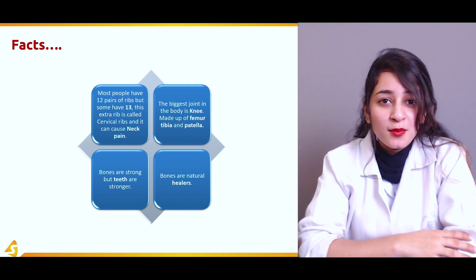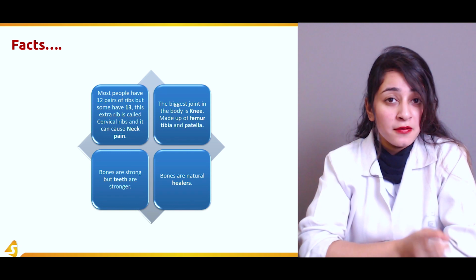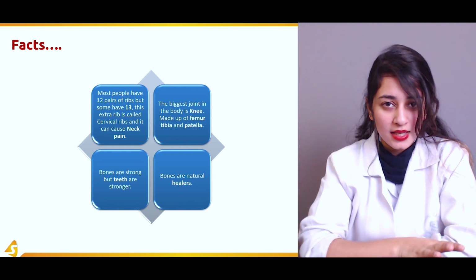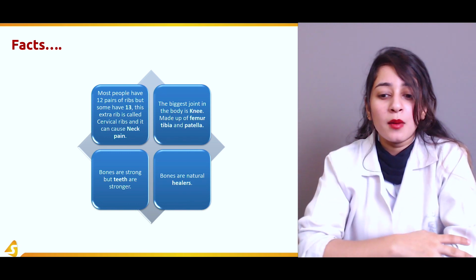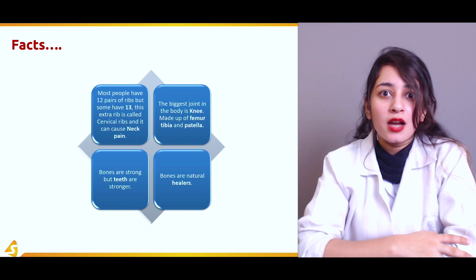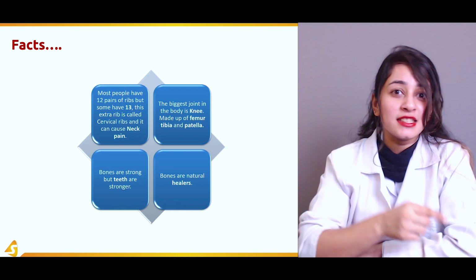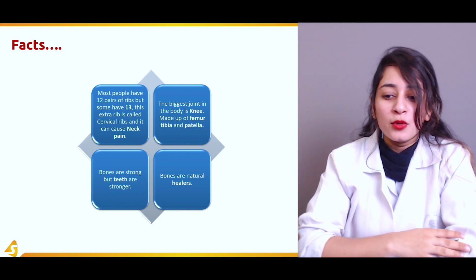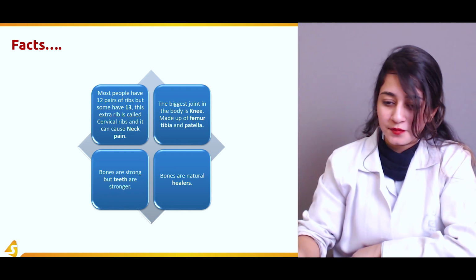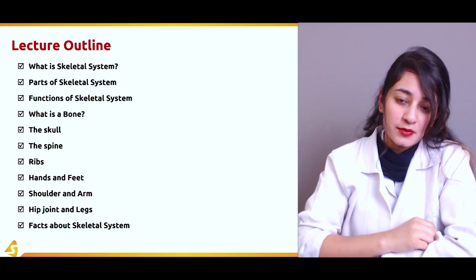The biggest joint in the body is the knee joint, which is made up of femur, tibia and fibula, the three leg bones. Bones are strong, but teeth are stronger. So get this point in your mind. The teeth are the strongest part. Bones are natural healers as they receive blood vessels.